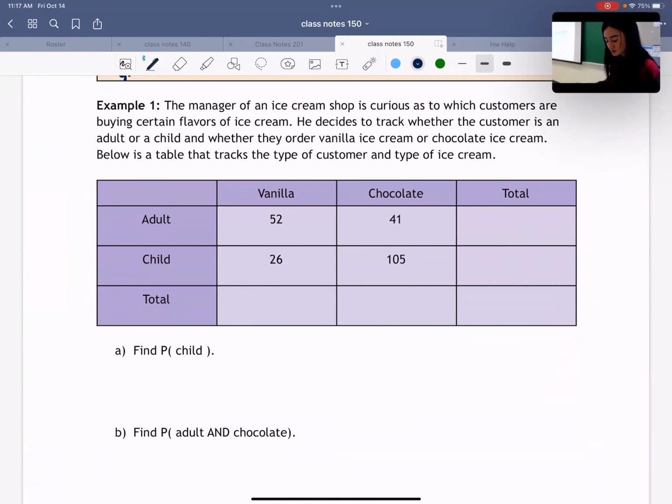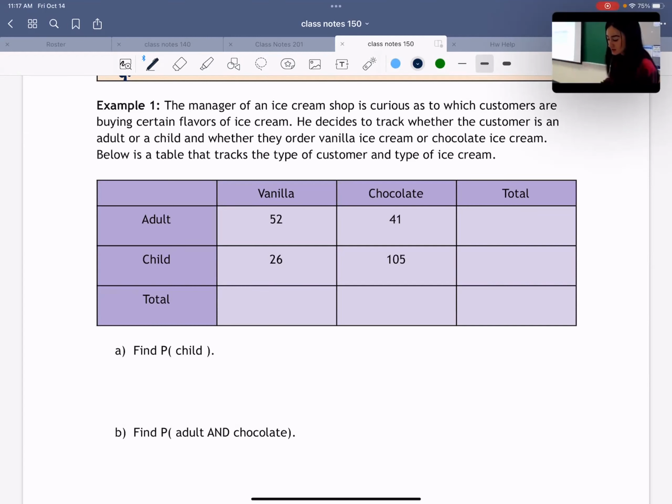So here we have an example. We have an ice cream shop, and the manager of the ice cream shop wants to know which customers are buying which types of flavors. So what he did is he surveyed a bunch of people. He asked them, are you an adult or a child? And then he asked them, did you order vanilla ice cream or chocolate ice cream? Let's assume that everyone ordered just one type of ice cream and that's it.